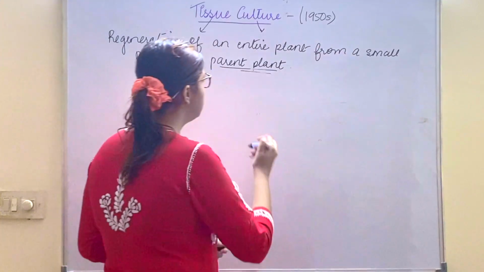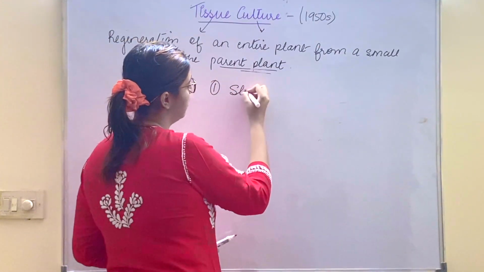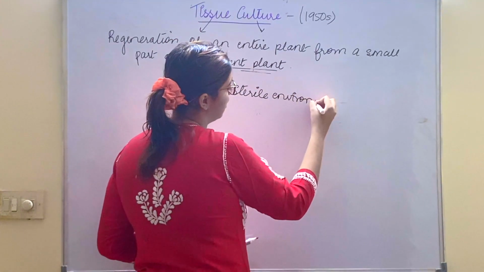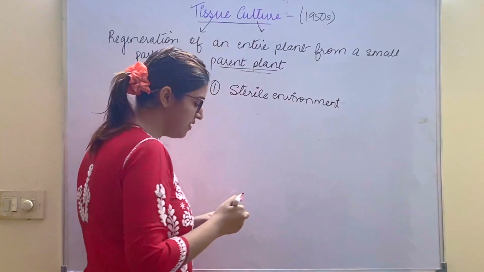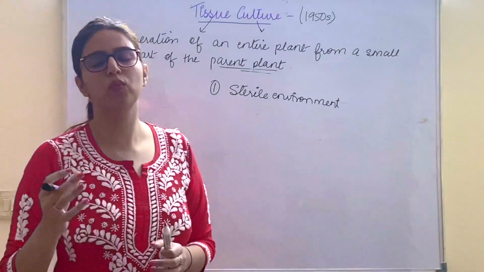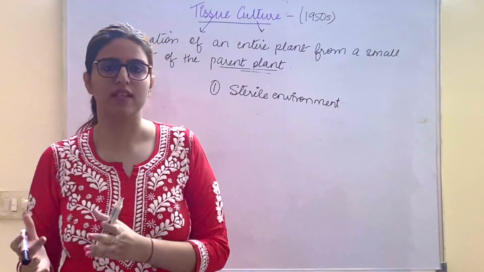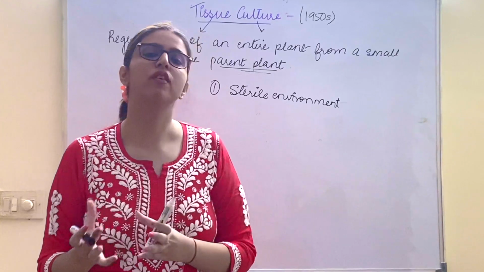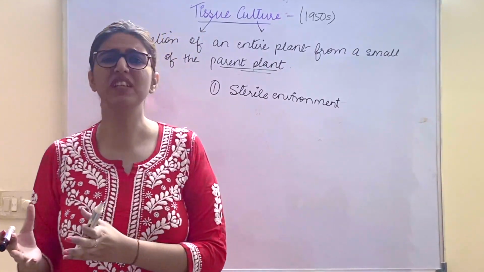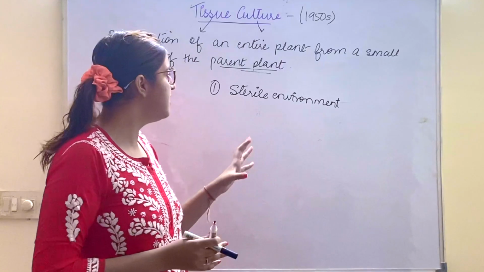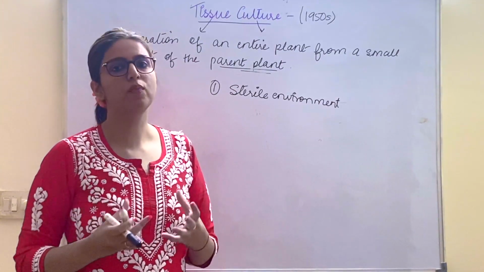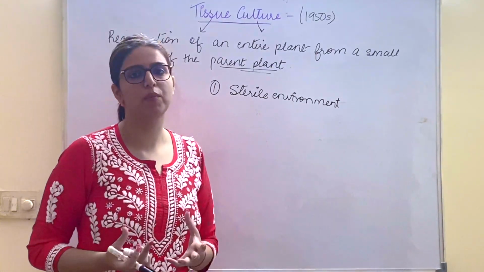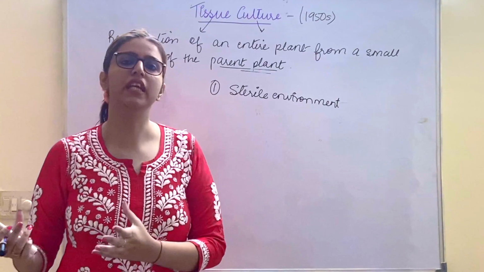First, we need a sterile environment. What do we mean by a sterile environment? See guys, we're taking one cell, we're trying to grow that cell. So I wouldn't want my new plant to be infected with some kind of pathogen, having some kind of disease. So to maintain a bacterial or viral infection-free state, I would require a sterile environment, means a contamination-free environment.